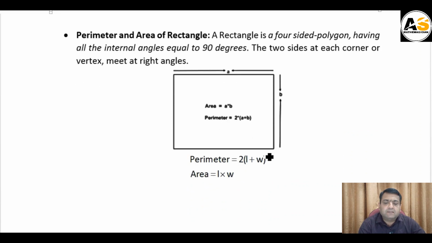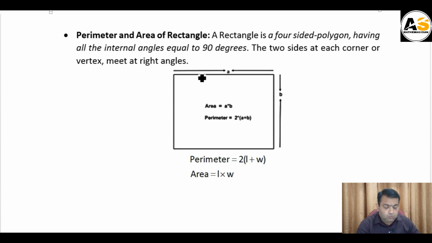Second shape is rectangle. Rectangle is a quadrilateral, a four-sided polygon. All its interior angles are 90 degrees each, just like a square, but only its two opposite sides are equal. This is, suppose, side A, this will also be A. Suppose this is its length L, this will also be L. This is width W, this will also be width W. Opposite sides are equal and all four angles are 90 degrees. This is a rectangle.